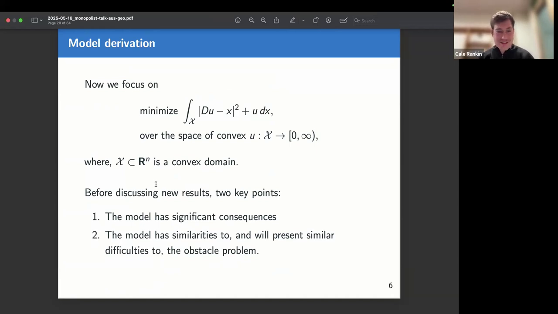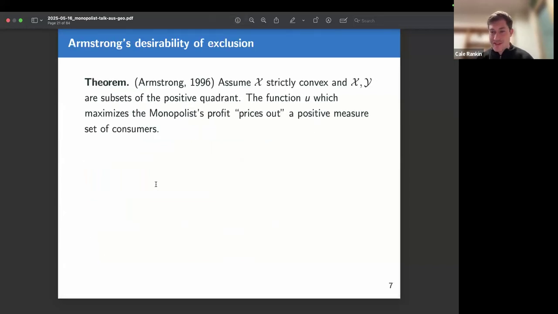First, the model has some significant consequences from the modeling perspective, which are not too hard to derive. And the second, the model has similarities to, and is going to present similar difficulties to, the obstacle problem. So what do I mean by significant consequences, and what do I mean by get them fairly easily?